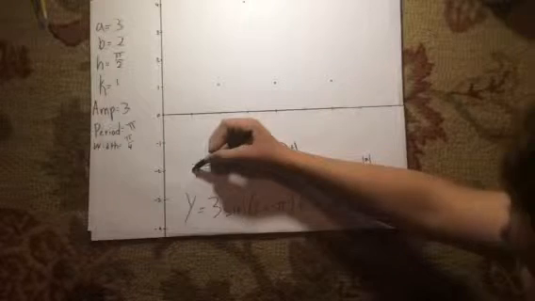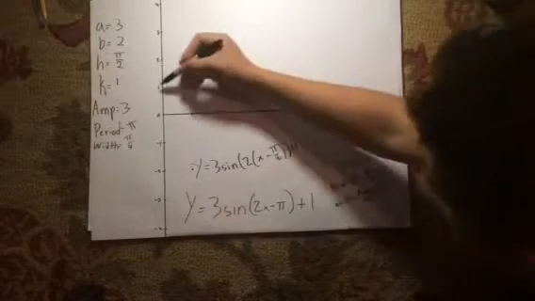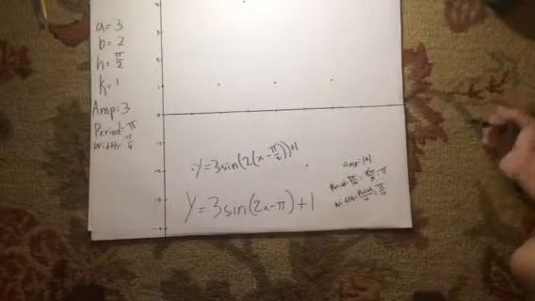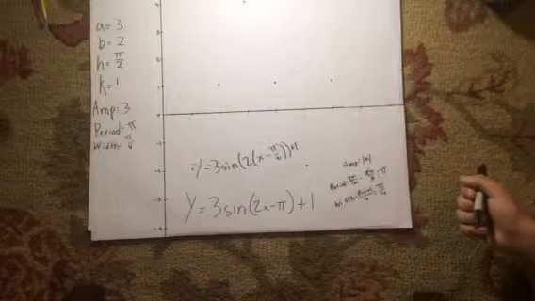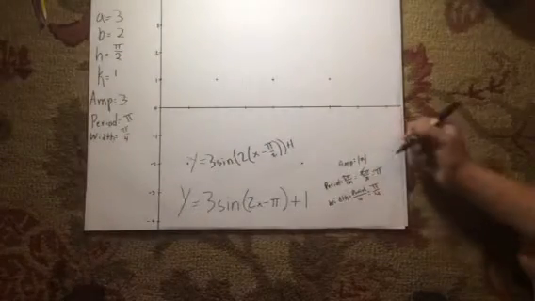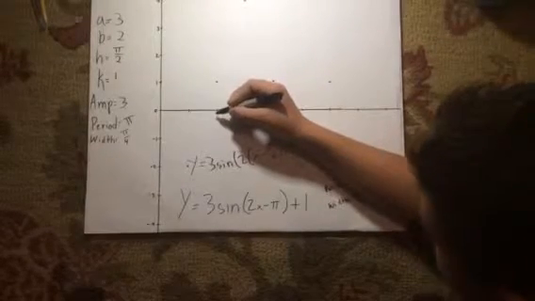The h value is the phase shift and the starting point of the function. The k value is the vertical translation, and the period is how often one cycle occurs. The width is the scale of the x-axis.